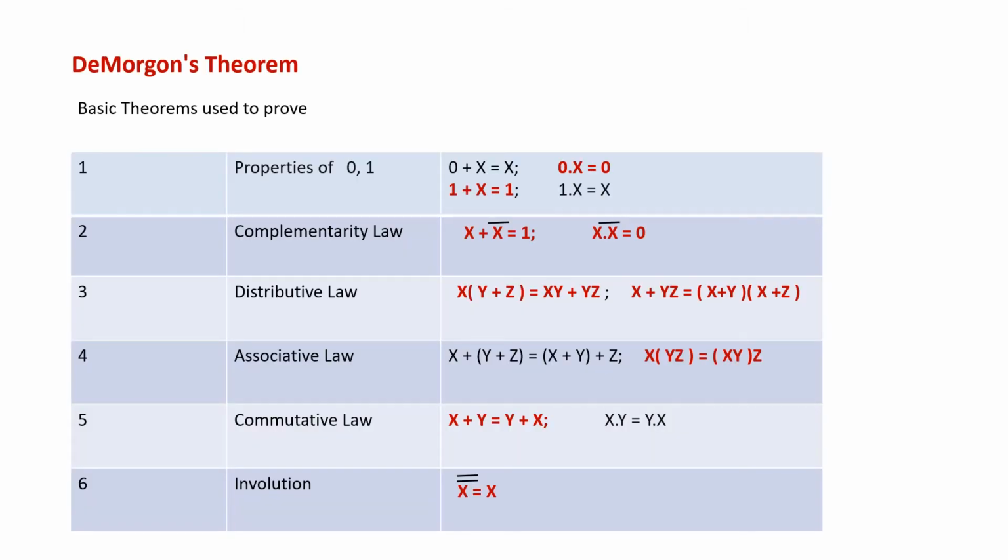Before we go and solve the De Morgan's theorem, there are some basic theorems that have to be memorized. The properties of 0 and 1, complementarity law, distributive law, associative law, commutative law, and involution. The statements have to be memorized, and if you want to have a clear picture, you can go and look at the previous two videos.